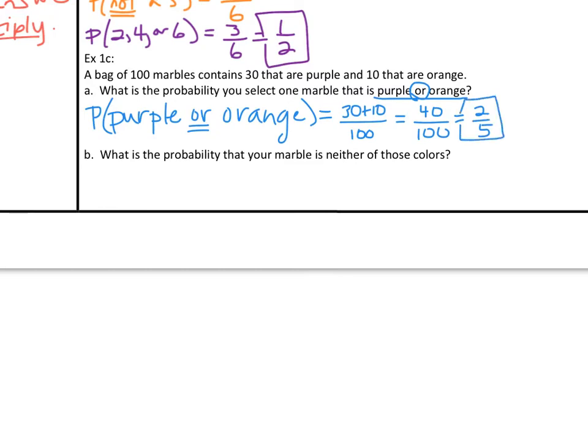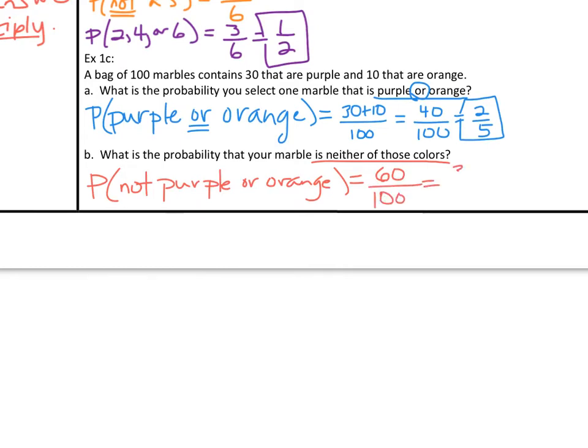Or about 40%. Now, you might get that. What is the probability then that your marble is neither of those colors? So the probability of not purple or orange. Then we think about all the colors that would be left over, or all the possible marbles that would be left over. If there are 40 marbles that are purple or orange, 100 minus 40 means there would be 60 marbles that aren't those two colors. It is more likely that you would get a marble that's not purple or orange than you would that is purple or orange.